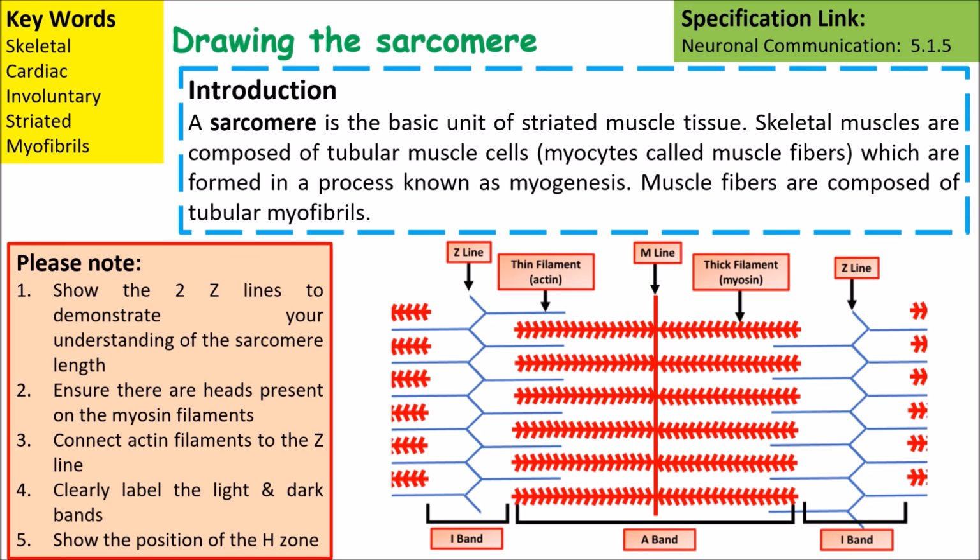And if you're drawing this, it's always worth showing the position of the H zone, where the I band is, where the A band is, and where the Z lines are present.